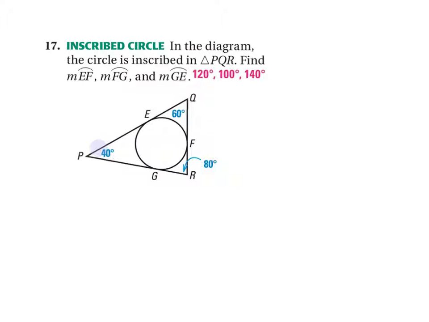And then 17. So this one said in the diagram, a circle is inscribed in triangle PQR. Find arc EF, arc FG, and the measure of arc GE. So I've got the external angles for each one, but what I don't have is the internal parts. Okay? So we did this yesterday. Who wants to describe how?